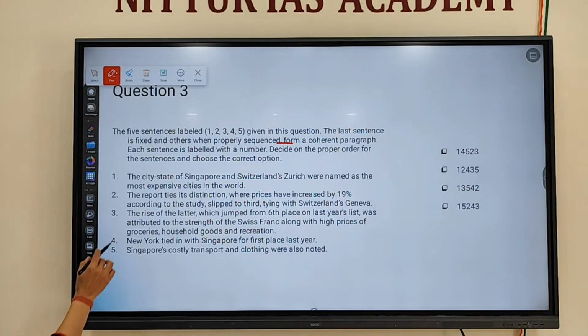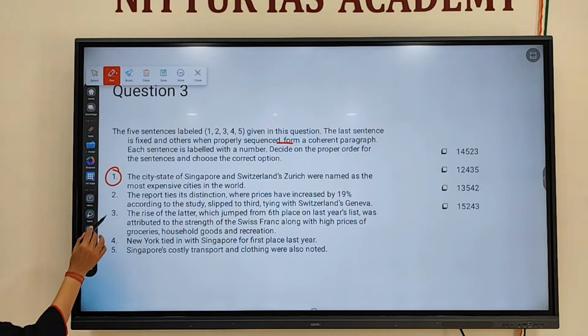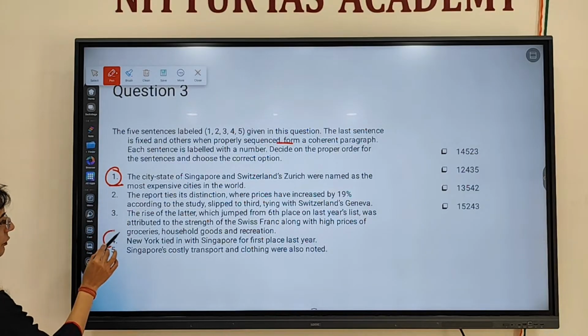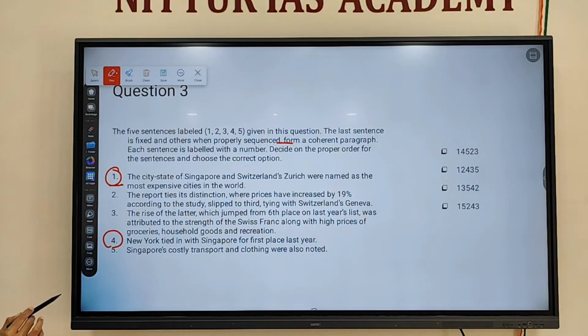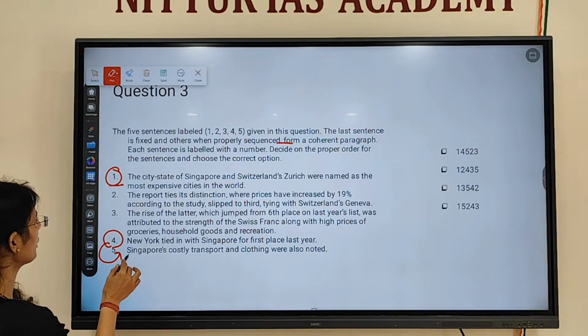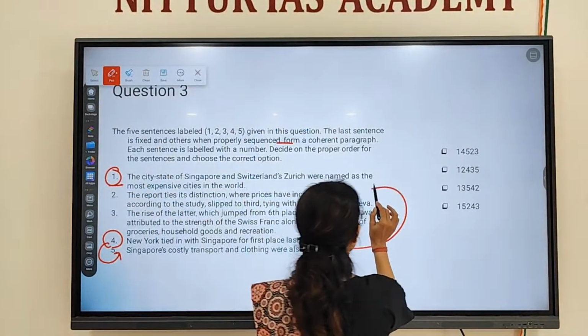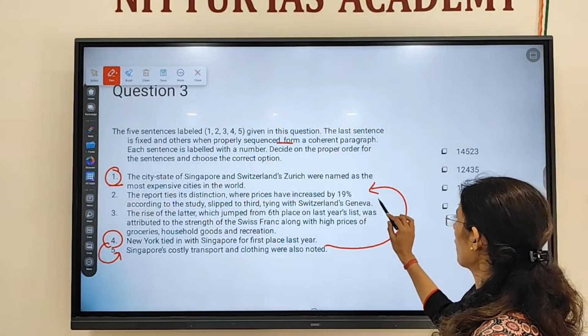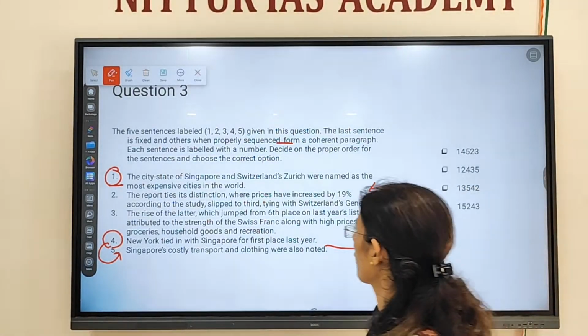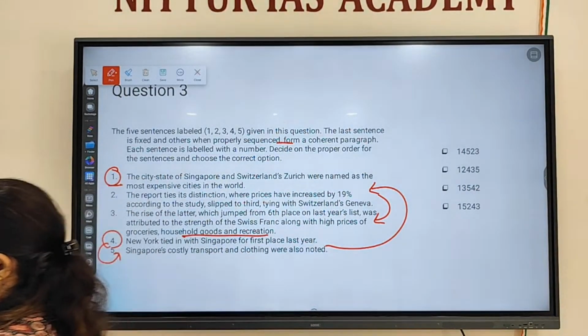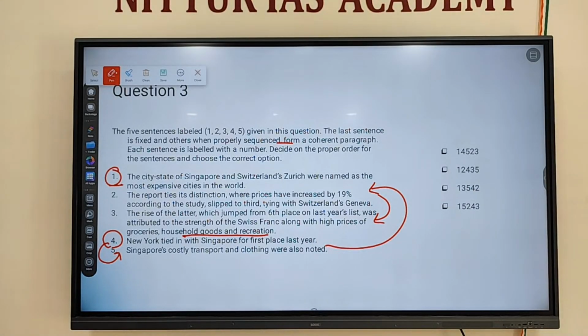So the first is fixed, right? The introductory statement is fixed. What could be the second? First one, 1, 4, 5, 2, 3. So after this being most expensive, New York also tied in, and after that Singapore's costly transport and clothing were also noted, and then we have the report on Switzerland's Geneva, and the rise of the next one is being reported because of the rise in prices. Does that make logical sense? Try with this one: 1, 2, 4, 3, 5.